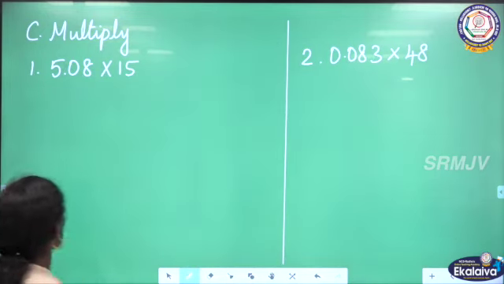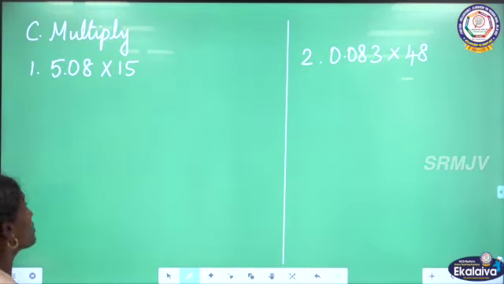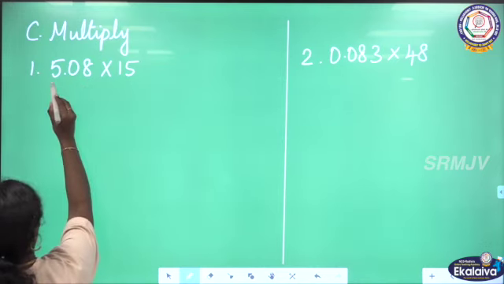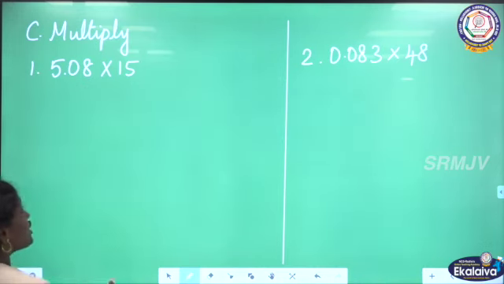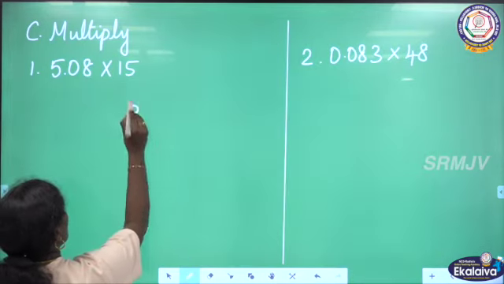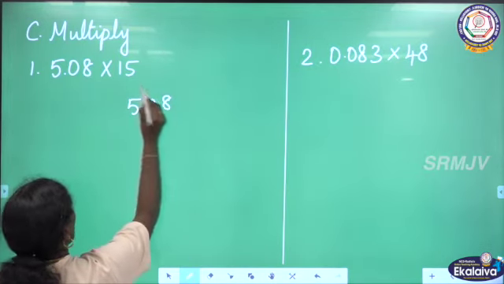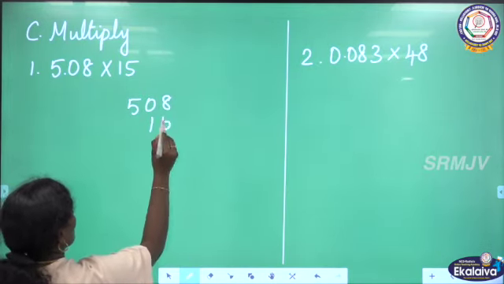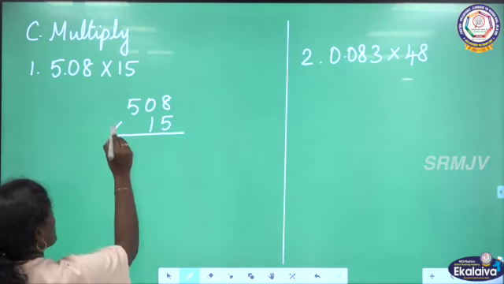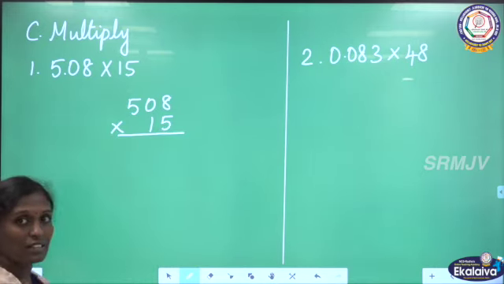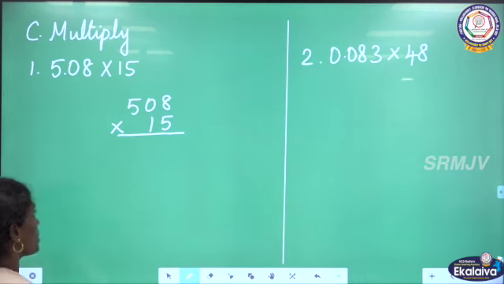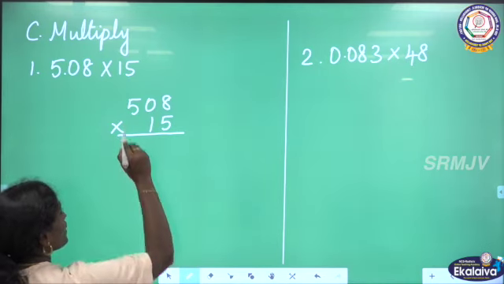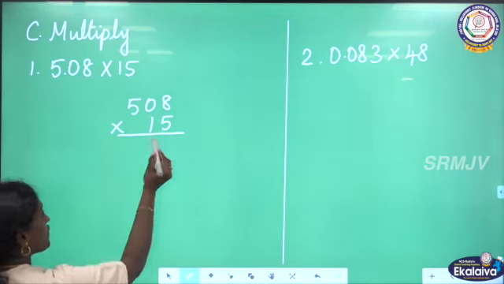The next question, multiply. Here also we are going to multiply the decimal number. Here first I am going to take 5.08 as 508 and the second number is 15. While multiplying the numbers, we have to consider the decimal number as whole number. First, I am going to find the product of 508 and 15.